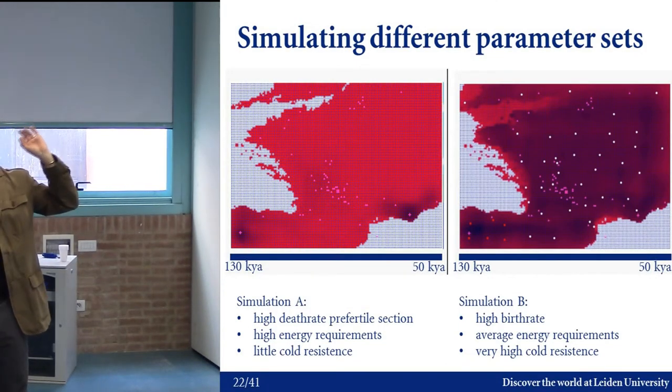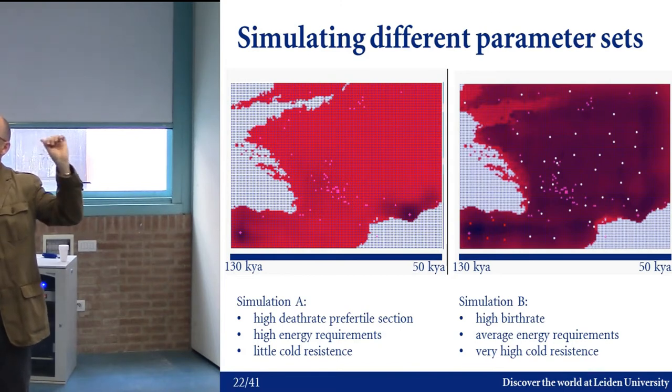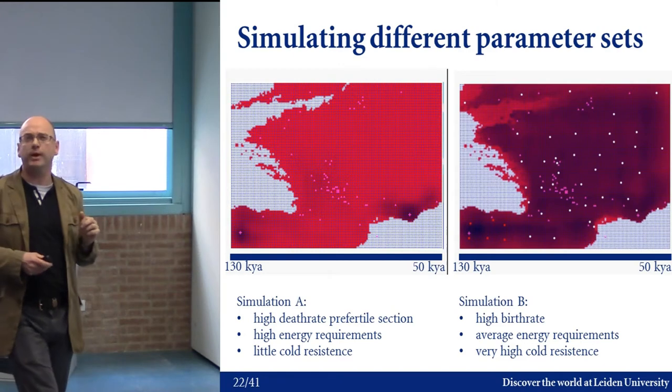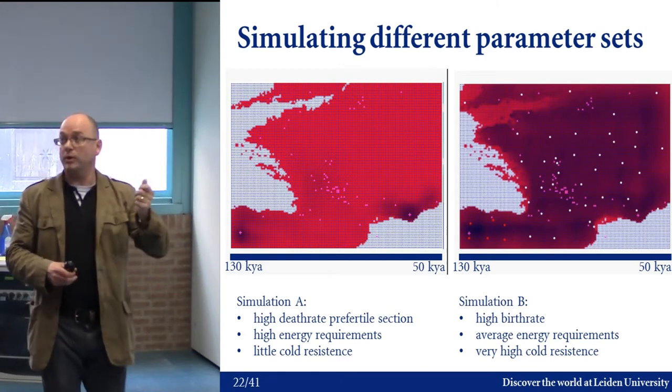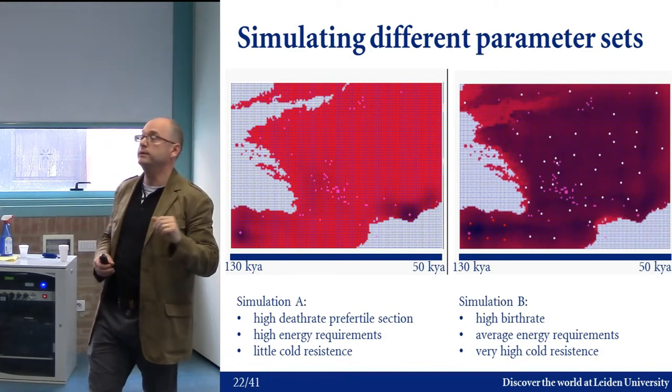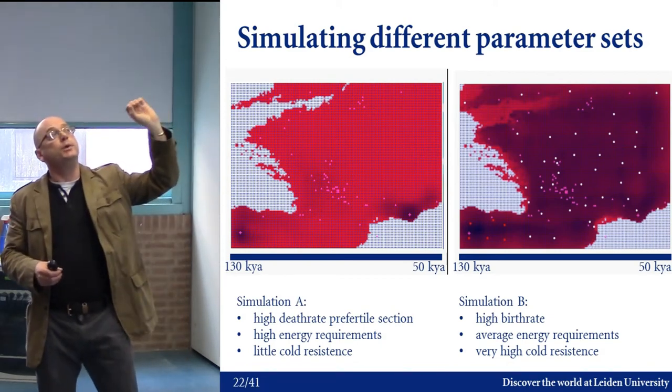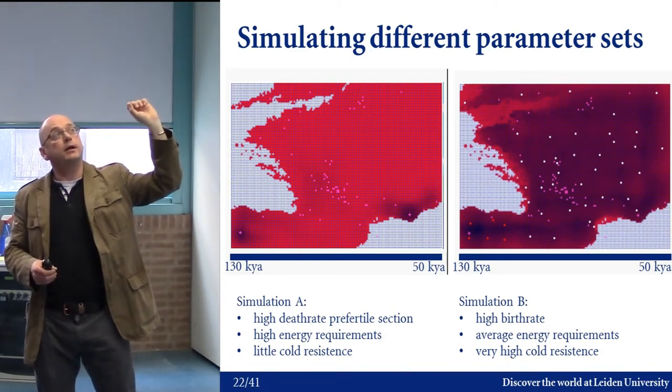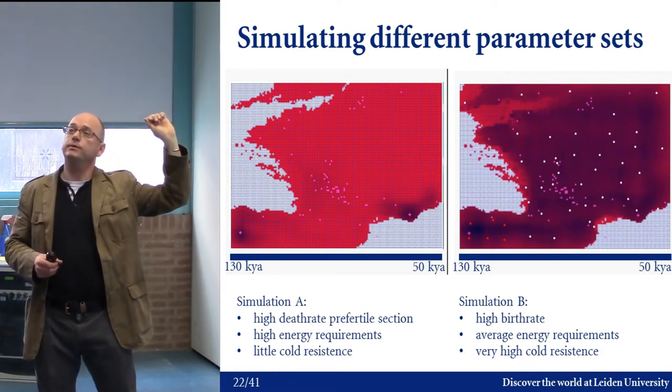But those are not all the differences. Like I said, I have many parameters. For the hominins, I have 21 parameters, and we are not sure what the sensitivity of the model for each of these parameters is. We are going to analyze this. But I want to show you this because these are clearly different simulation results.